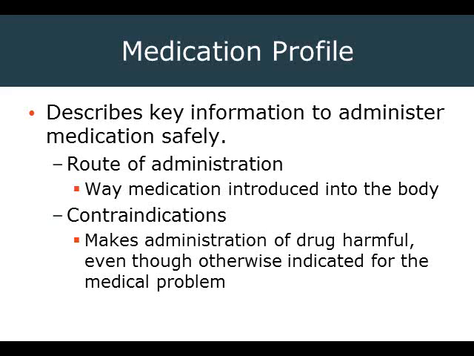Contraindication. This is when you should not give this drug. It makes administration of this drug harmful, even though it otherwise may be indicated for a medical problem. We'll take nitroglycerin again for an example. If the patient is already hypotensive, we do not want to give them nitroglycerin. So depending on what your protocol is, either a systolic blood pressure of 90 or 100, we do not give nitroglycerin if the blood pressure is too low. It's going to continue to make them tank their blood pressure.